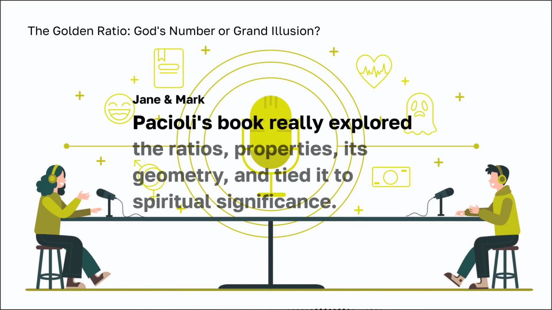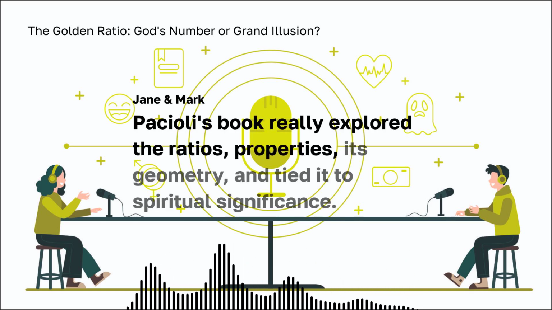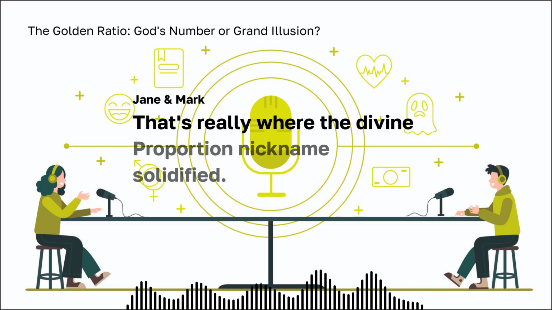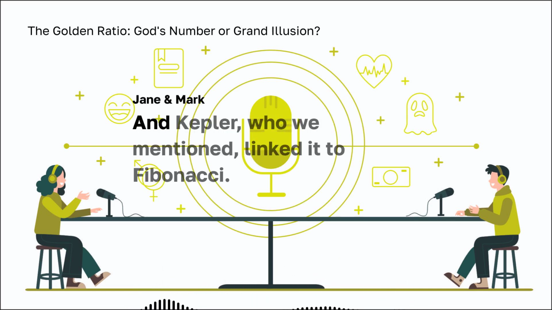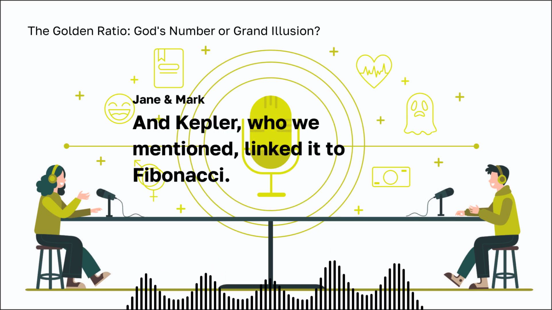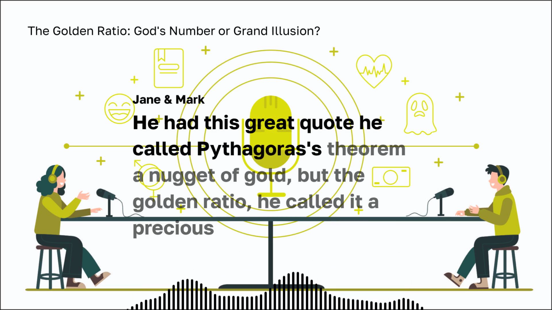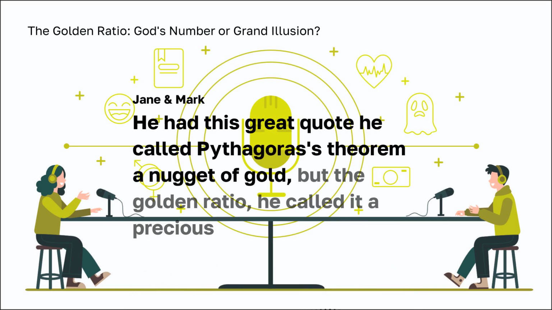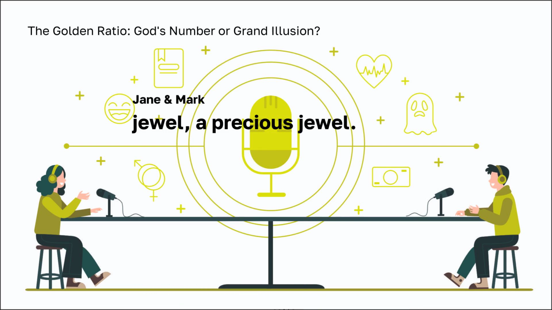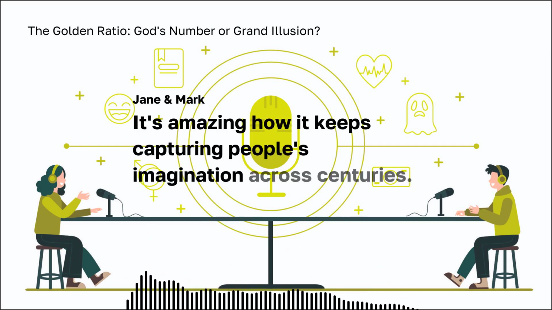Pacioli's book really explored the ratio's properties, its geometry, and tied it to spiritual significance. That's really where the divine proportion nickname solidified. And Kepler, who we mentioned linked it to Fibonacci, he had this great quote. He called Pythagoras' theorem a nugget of gold, but the golden ratio, he called it a precious jewel. A precious jewel. It's amazing how it keeps capturing people's imagination across centuries.